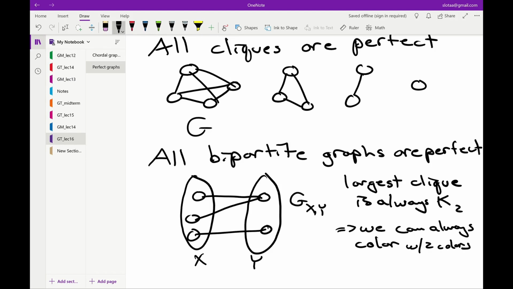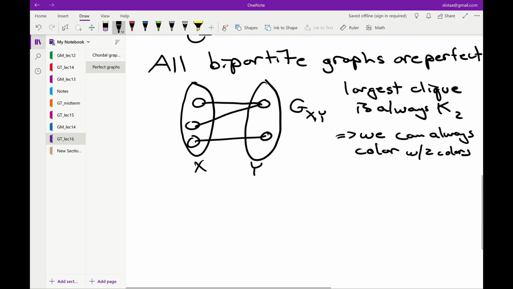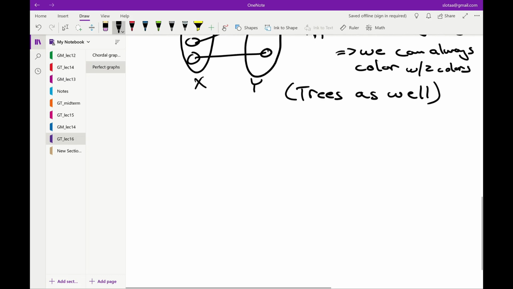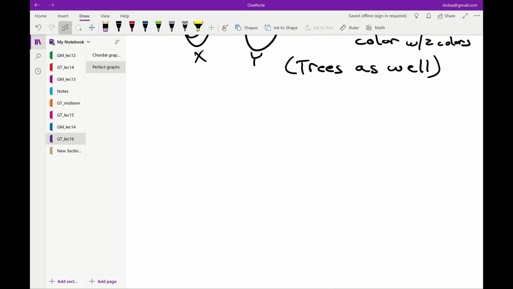Again, regardless of what subgraph we select, and since trees are bipartite, obviously they're going to be perfect as well. So one more class of graphs, kind of tying this all together, is chordal graphs.